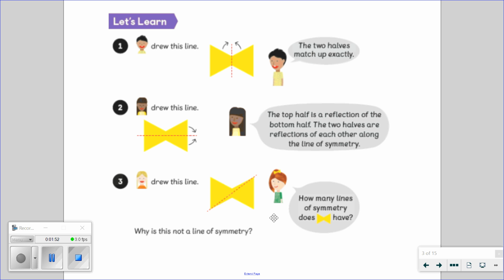Holly asks, how many lines of symmetry does this shape have? We know that Ravi found one and Lulu found another, but Hannah could not get a line of symmetry on the diagonal, so it has two lines of symmetry.